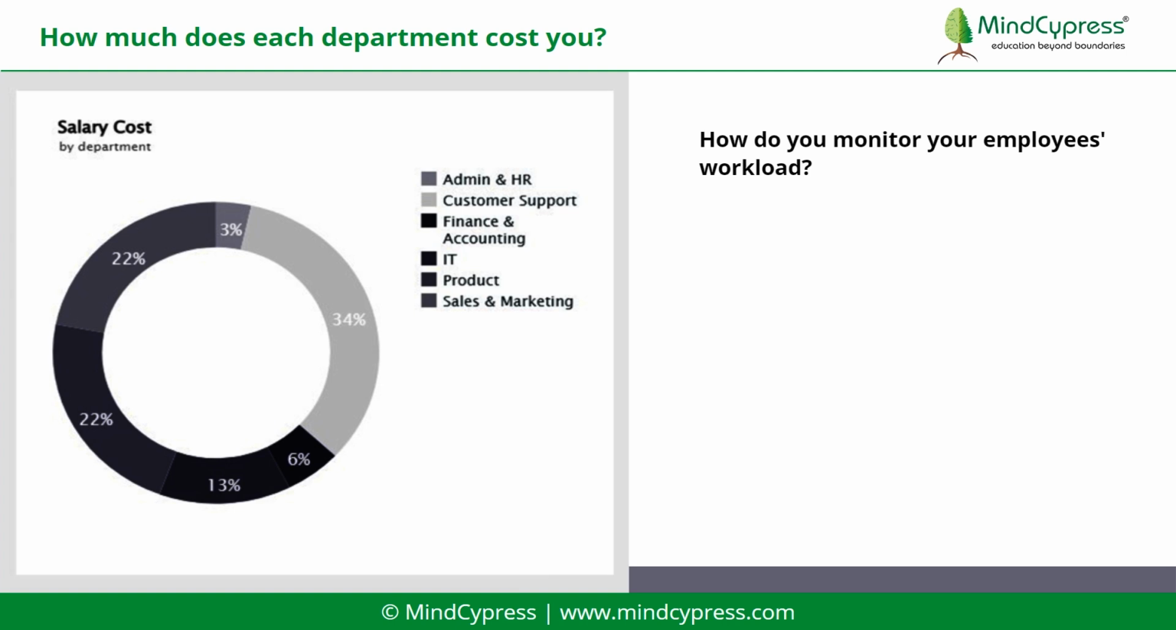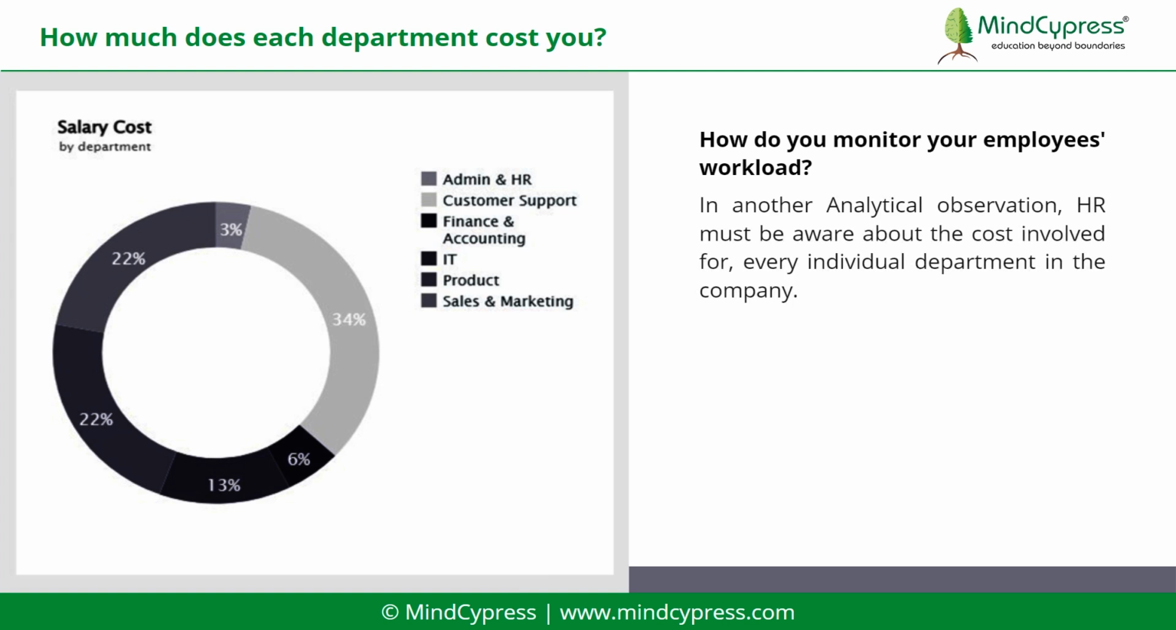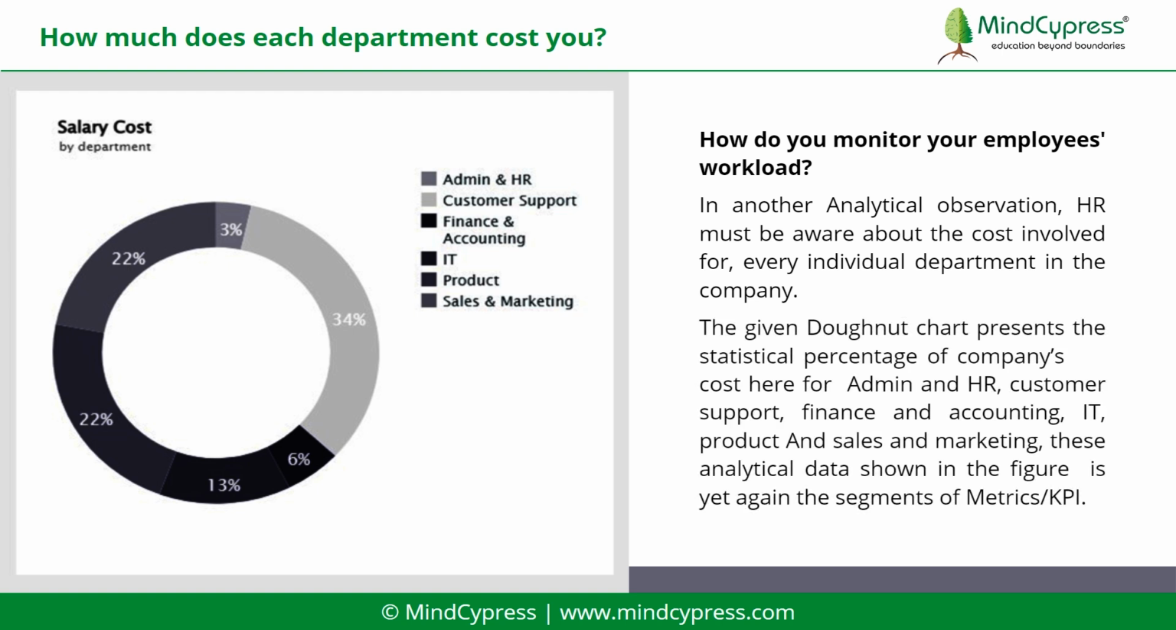How much does each department cost you? In another analytical observation, HR must be aware of the cost involved for every individual department in the company. The given donut chart presents the statistical percentage of the company's cost for admin and HR, customer support, finance and accounting, IT, product, and sales and marketing. The analytical data shown in the figure is, yet again, part of the metrics or KPI segments.